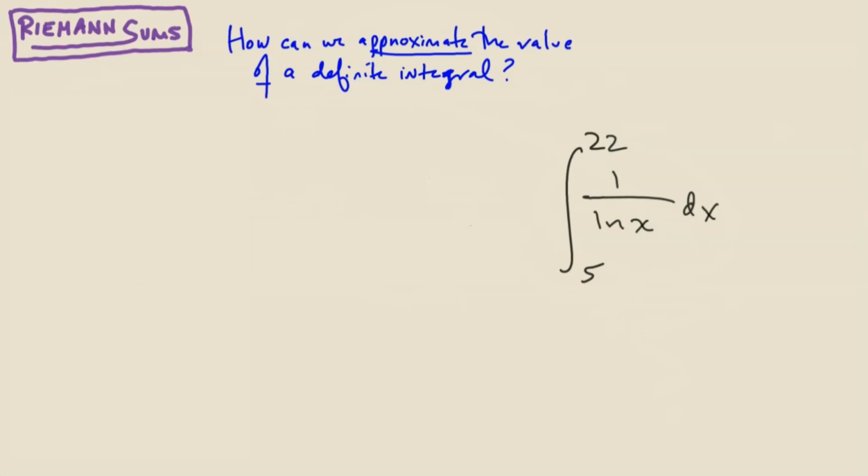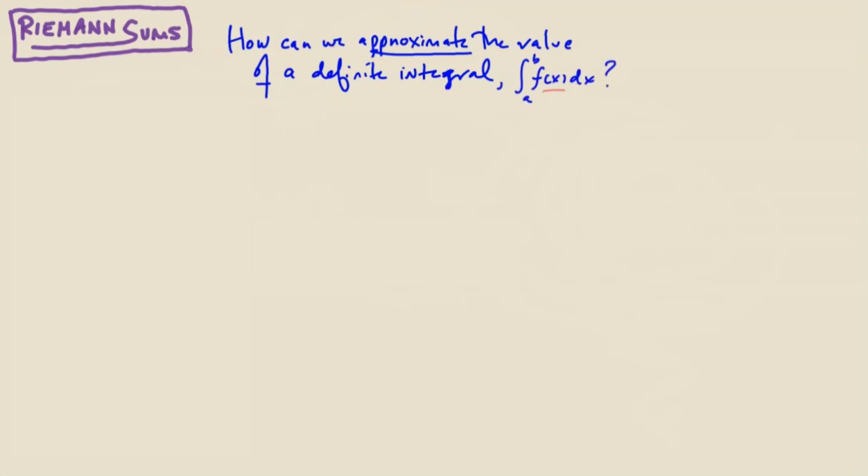You can't use the fundamental theorem of calculus to evaluate this integral because there is no elementary antiderivative of this function. So if you do need to know this value for some reason, you will have to settle for an approximation. How can we do such a thing? And in general, how can we approximate the value of some definite integral of some function f from a to b, whatever those endpoints are and whatever the function is?